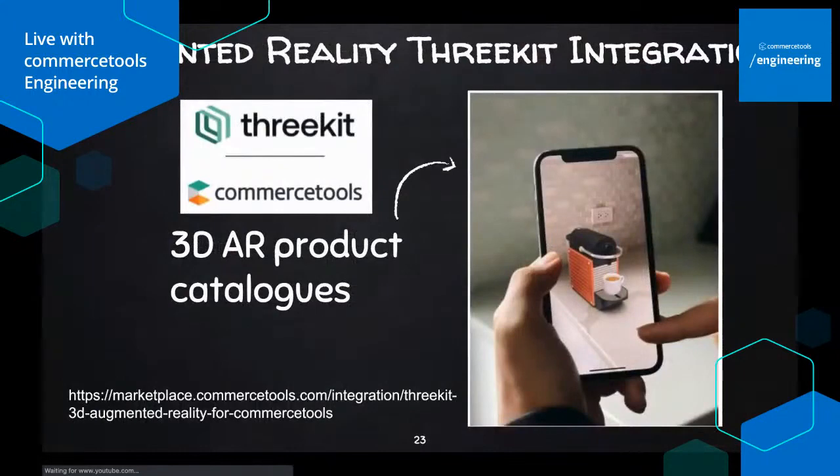Commerce Tools has an integration with 3Kit. The link on the bottom there is to the Commerce Tools marketplace, where you can check out this integration to store your 3D augmented reality product catalogs and use them in your apps to view your products, cart, and order them.